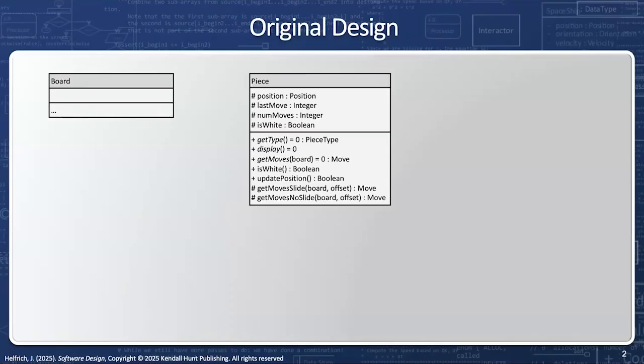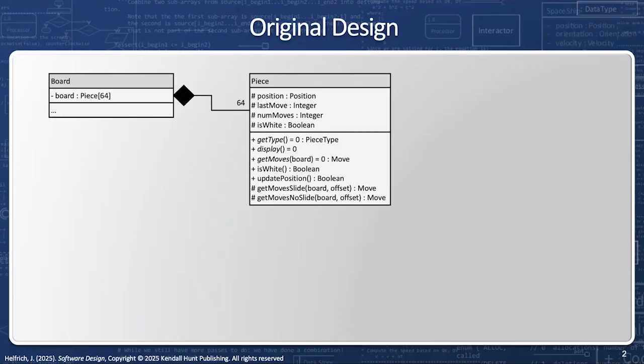I want to know the type of piece. Is it a bishop, a rook, a pawn? I want to be able to display the piece, get the number of possible moves. I want to know if I'm white, and I want to be able to update its position. Now, of course, the board is going to have several different pieces, so that's going to be by aggregation. But since the board is going to create and destroy the pieces, we're going to use the composition form of aggregation. So we use the filled diamond, and there's going to be exactly 64, which means the board class needs to have a 64 piece array.